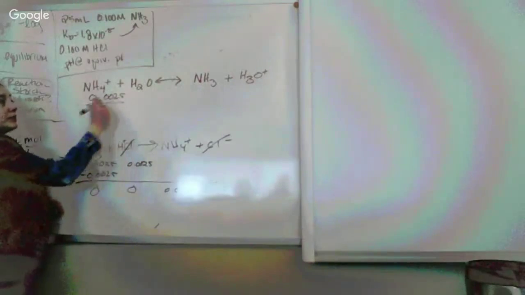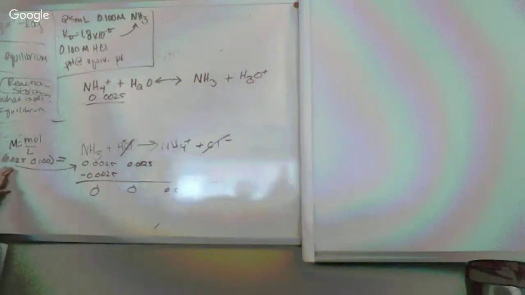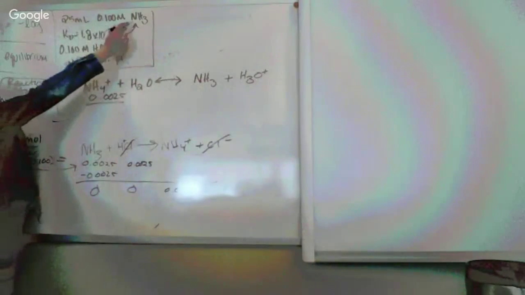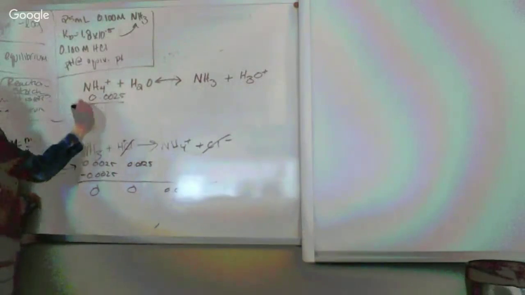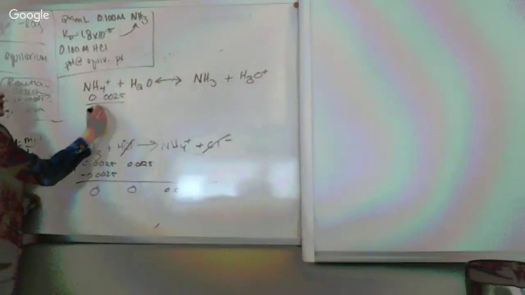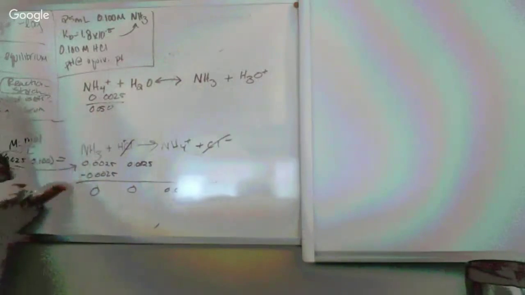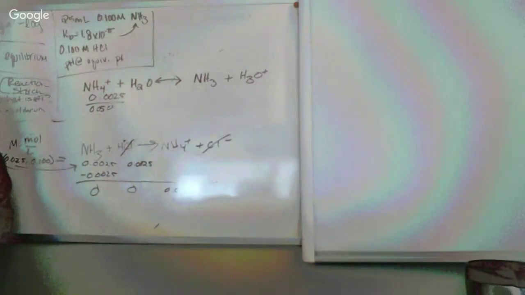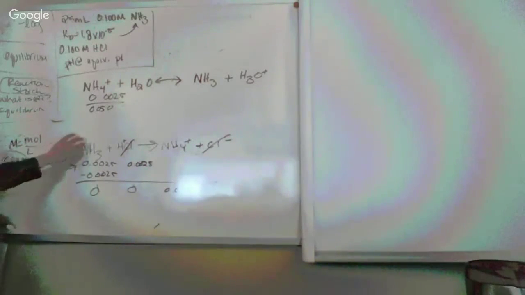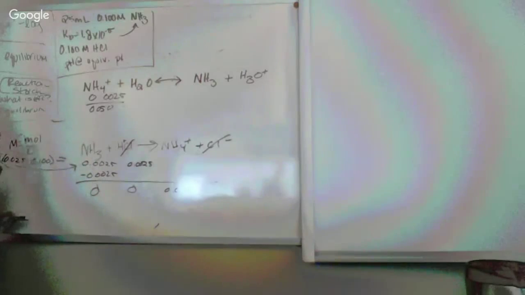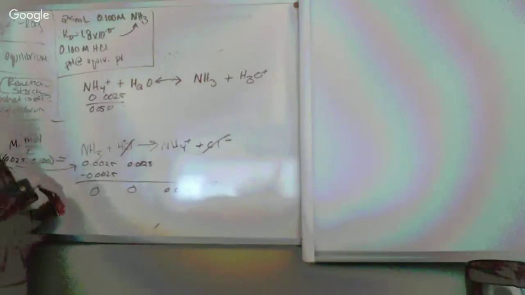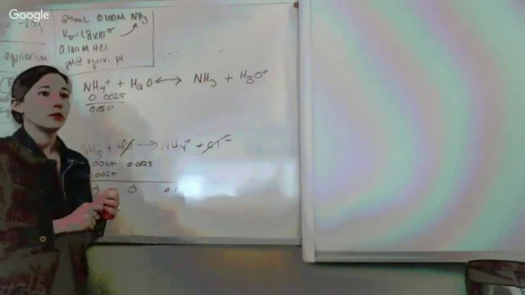I'll need to take this back to liters or molarity, so I'm going to use my milliliters here. Remember, I have that many milliliters of this and that many milliliters of that. So now this is by 50.050. And then I'd solve my ice table. Because you added the combined, yeah, to combine my 25 milliliters of NH3. And because my molarities are the same, my volumes are the same, so I'd have 50 milliliters.